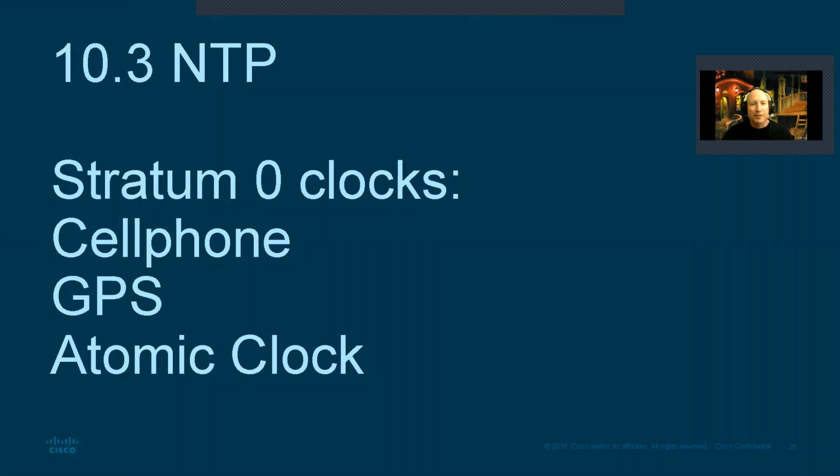NTP is also covered, stands for Network Time Protocol. And there's different ways that you can get your Stratum Zero signal. You can put a cell phone antenna up on the roof and use that. You can also get it through GPS. An atomic clock is something that you could purchase and put in your network and use as a Stratum Zero clock. But mostly it's just for Ethernet.